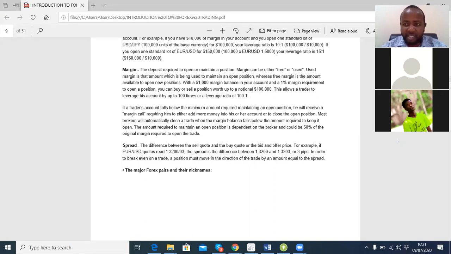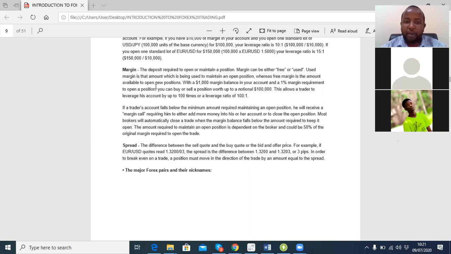It's a very, very important lesson, so just follow well, because I'll show you practically. We are saying used margin is the amount which is being used to maintain an open position, whereas free margin is the amount available to open new positions. I hope you are clear on that. Free margin is what is available to open your position, while used is the amount being used to maintain the open positions.